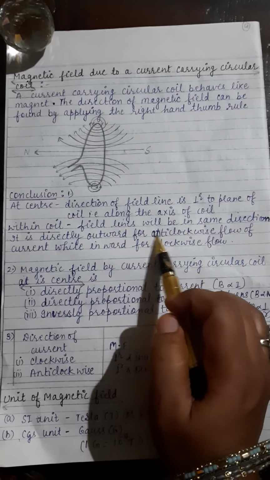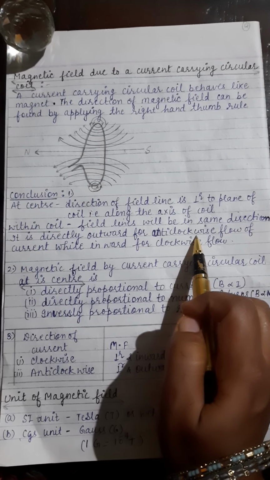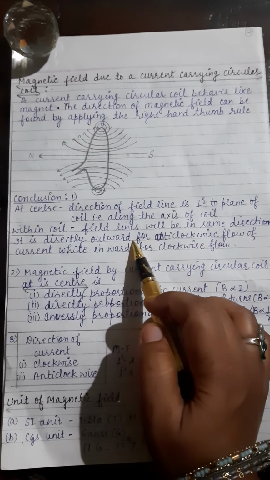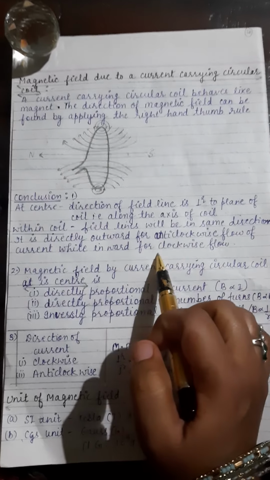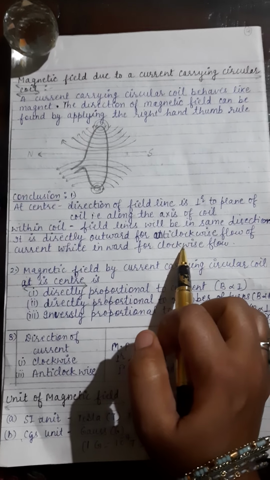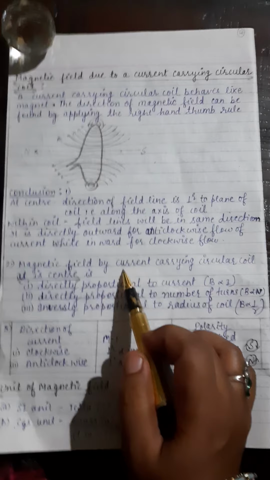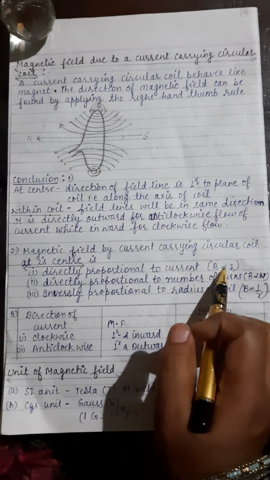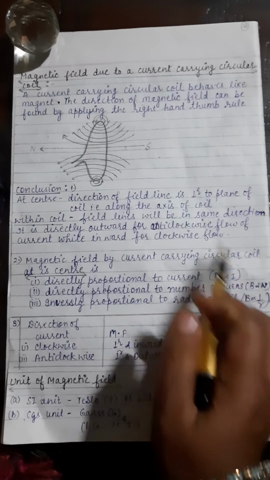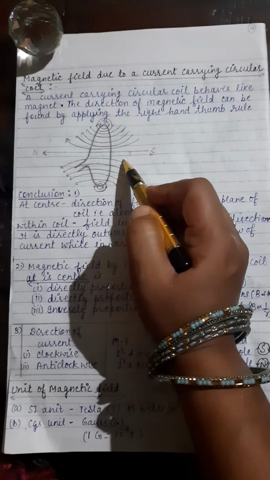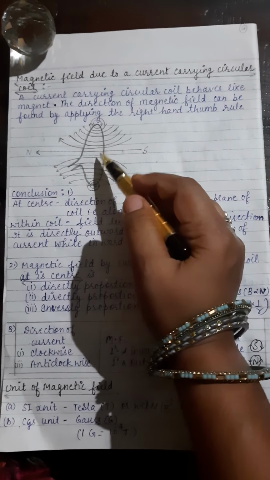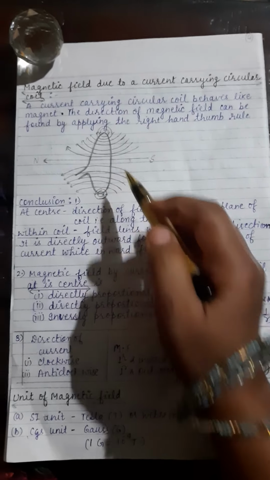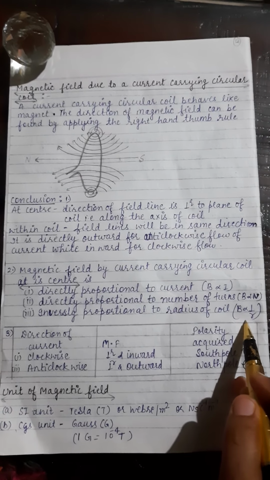Clear, students? It is directly outward for anti-clockwise flow of current, as we have discussed earlier, while inward for clockwise flow. If the current is flowing outward, it is anti-clockwise, and if it is flowing inward, then it is clockwise. Clear, students? Now we will see on what factors the magnetic field depends, and the first factor is current. The second factor is the number of turns. Here we have taken a single turn of the circular loop, and if we take a number of turns instead of a single turn, then the magnetic field strength increases. And the third factor is the distance, as we have discussed earlier.